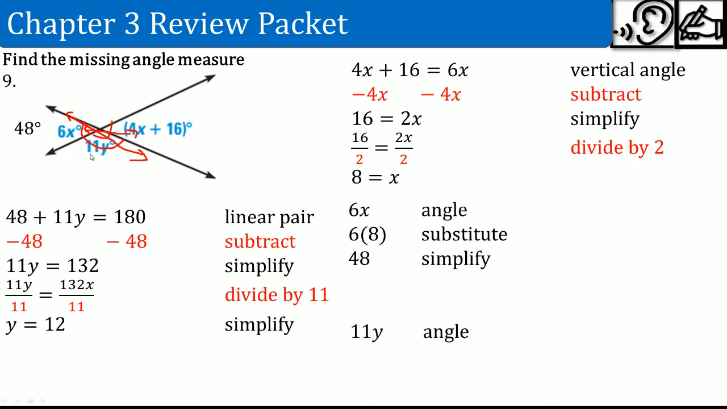But to get the angle, it's 11 times y. So make that substitution, which is 12 for y. 11 times 12 is 132. So we'd say this is 132. This makes sense because 48 degrees plus 132 degrees becomes 180 degrees. There you go. Those are all your solutions for page 1.